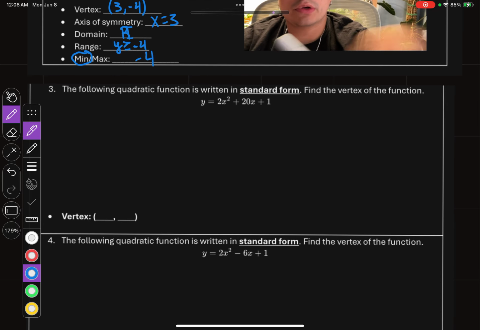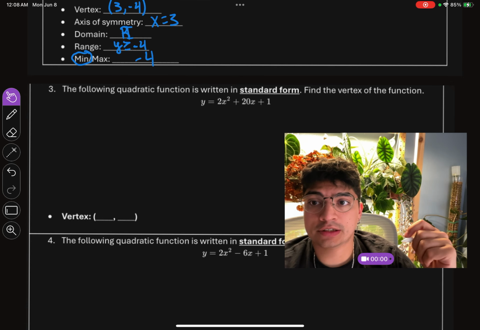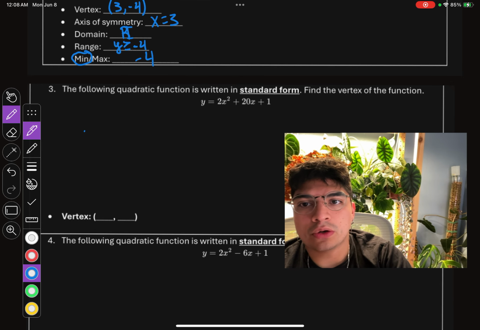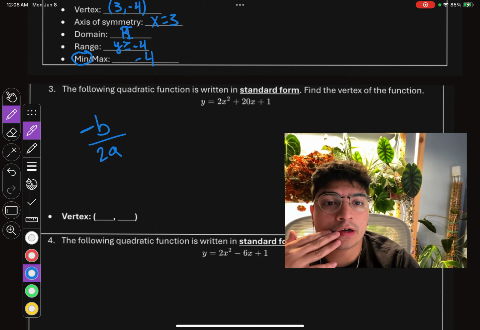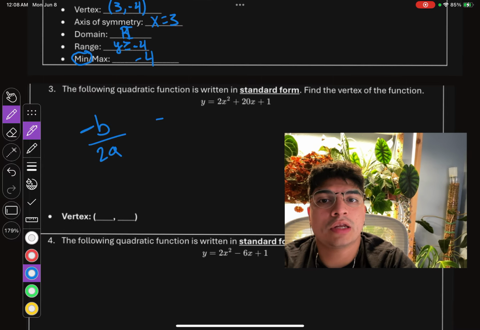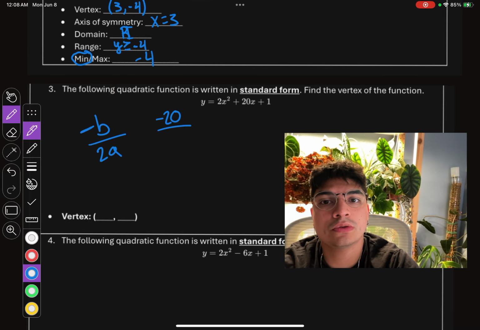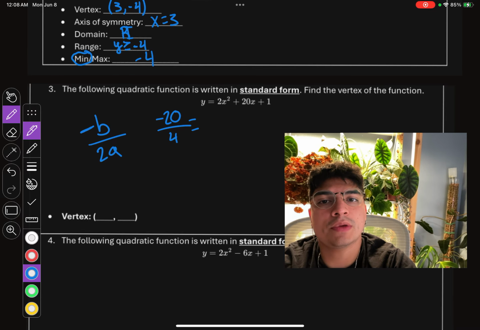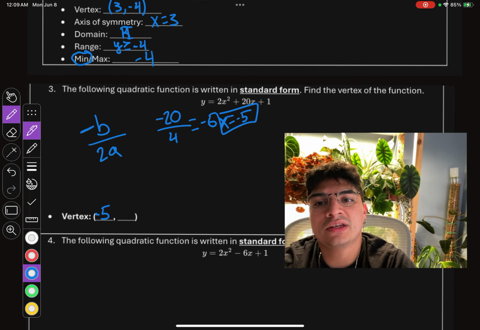Alrighty, continuing on, I'm going to go ahead and grab my face again. In this case, we have what is the vertex given this standard form. We're going to use this formula, -b divided by 2a. What we have here is positive 20 as b. So it'd be -20 divided by 2 times 2, which is 4. So -5 is our x value. I'm going to put -5 right here.